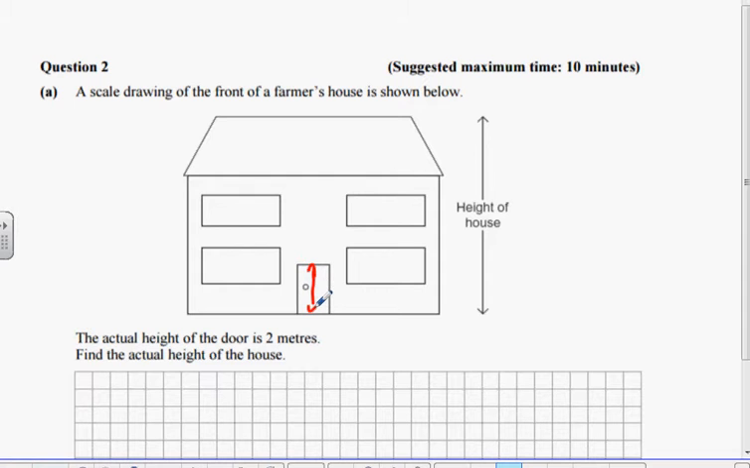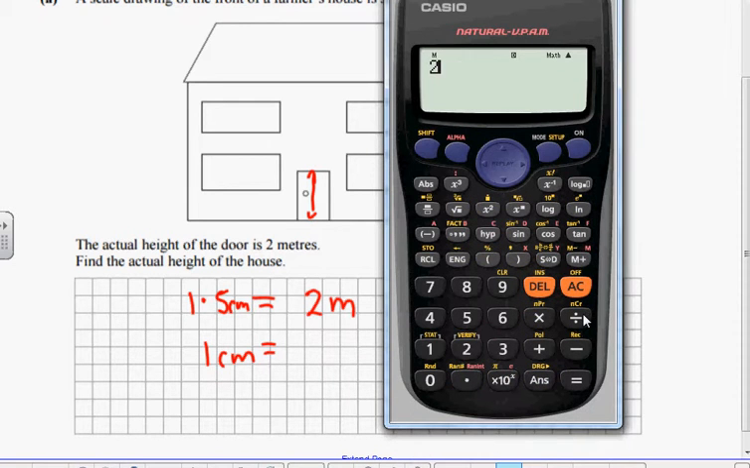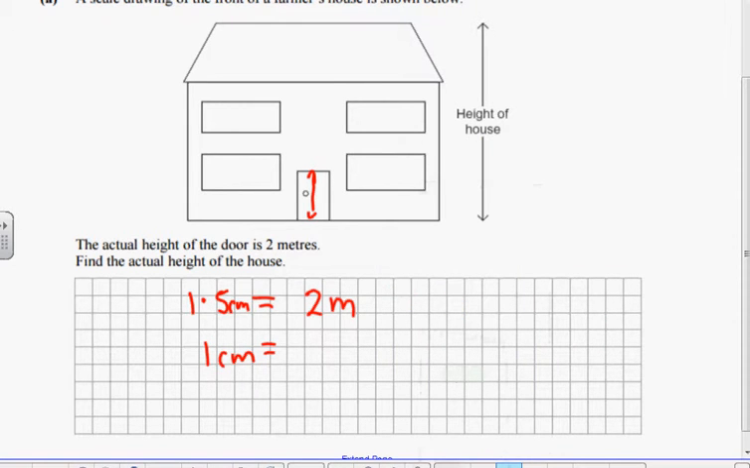Guys, I'm going to let you guys do this one for me. What's the height of the door? It's 2 meters, but what did you measure it as? 1.5? Yeah. I'll do 1.5 because it's a bit easier, okay? Now, 1.5 centimeters equals 2 meters. What does 1 centimeter equal then? 2 divided by 1.5. It's 1.33, isn't it? Or 4 over 3.